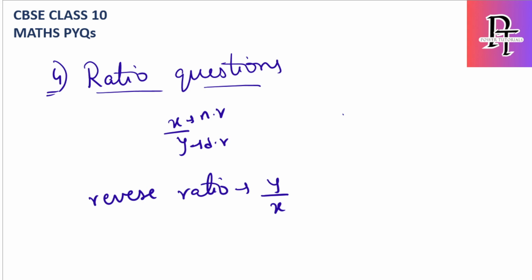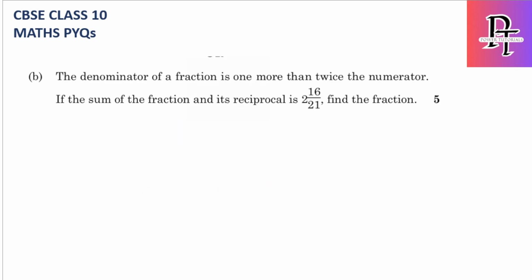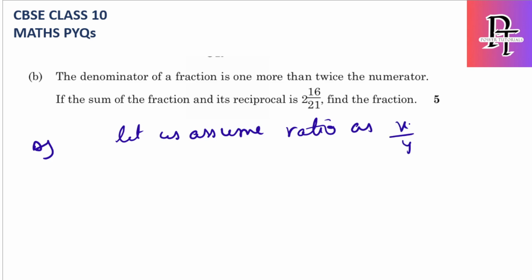Let's solve one ratio question. This also came in one of the sets of the 2024 paper. Let's solve this. For every ratio question, the first step is, let us assume the ratio as x by y, where x is numerator, y is denominator. Now let's set the condition. Denominator of the fraction is 1 more than twice of the numerator. So denominator y is equal to 1 more than twice of numerator. So this is 1. Which is the second condition.